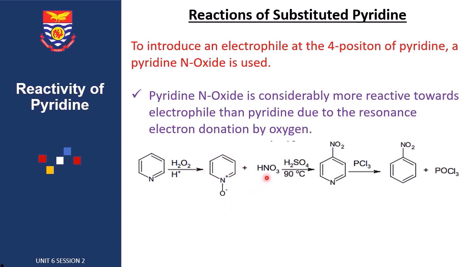Then we can introduce our incoming substituent, and the incoming substituent is forced to the carbon number 4 position when the pyridine N-oxide is used, because that is what reacts first, leaving the ring electron rich, which is able to react with incoming electrophiles that are positively charged.